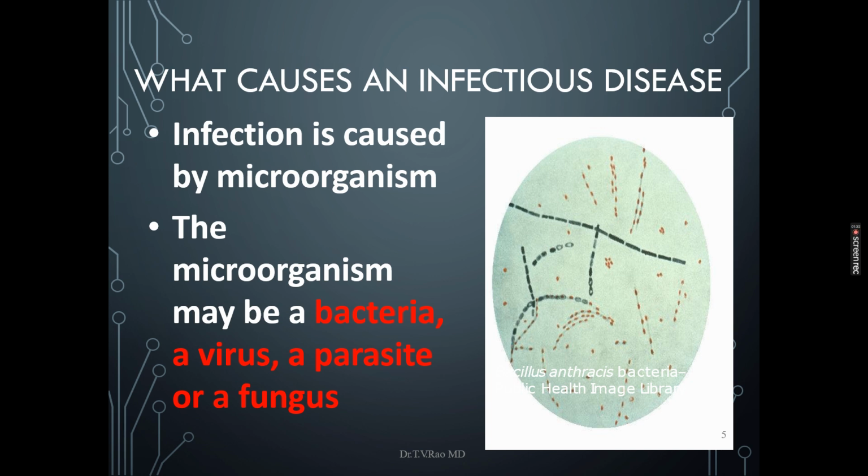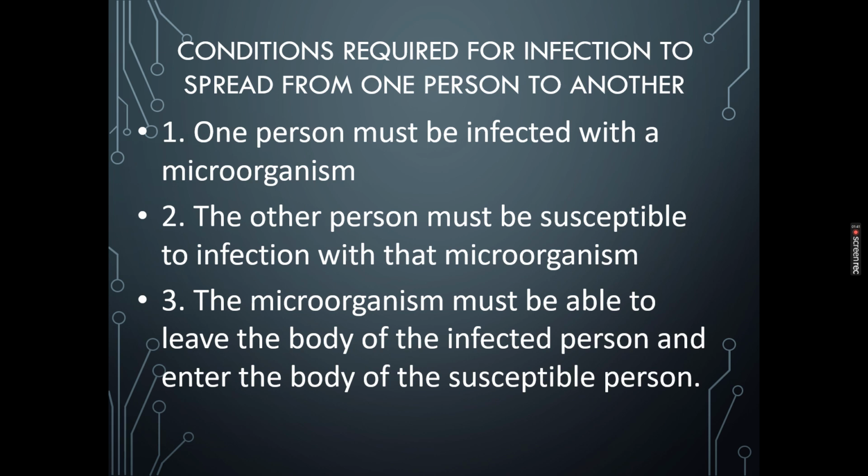What causes an infectious disease? Infection is caused by microorganisms. These microorganisms include bacteria, viruses, parasites, and fungi. Now, the conditions required for infection to spread from one person to another: one person must be infected with a microorganism, and the other person must be susceptible to infection with that microorganism. As we have seen, the first point is that the person should be infected. If the person is infected, the infection can go to another person.